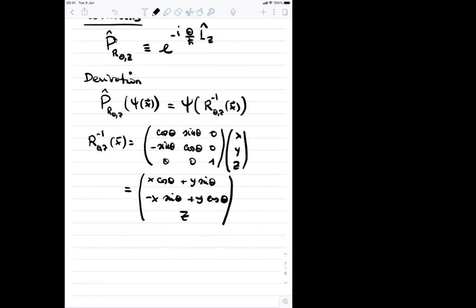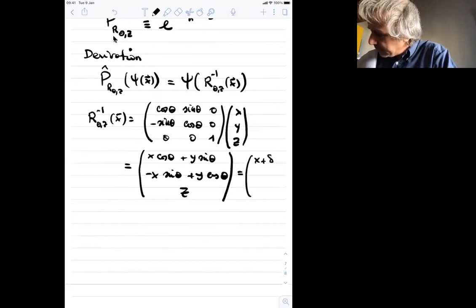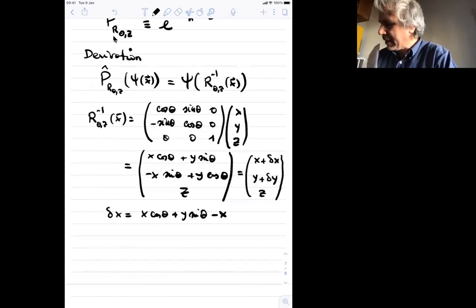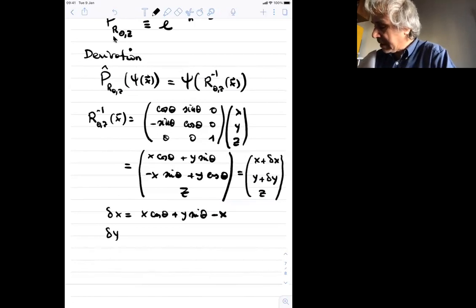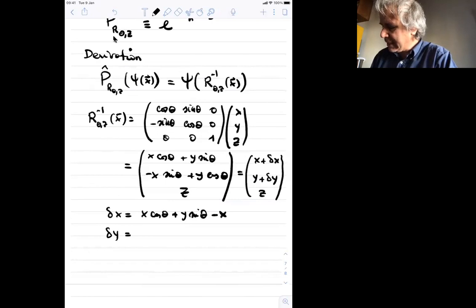Now, in principle, what is this? This is x plus some delta x. This is y plus some delta y. And this is just z. This delta x, what is it? Delta x is equal to x cos theta plus y sine theta minus x. By definition, I write x plus something, and the same for y. You might ask, why do you want to write x plus something if this something is just obtained by subtracting x? For a reason. Just wait for a second, I will explain to you why. Delta y is equal to y cos theta minus x sine theta minus y.